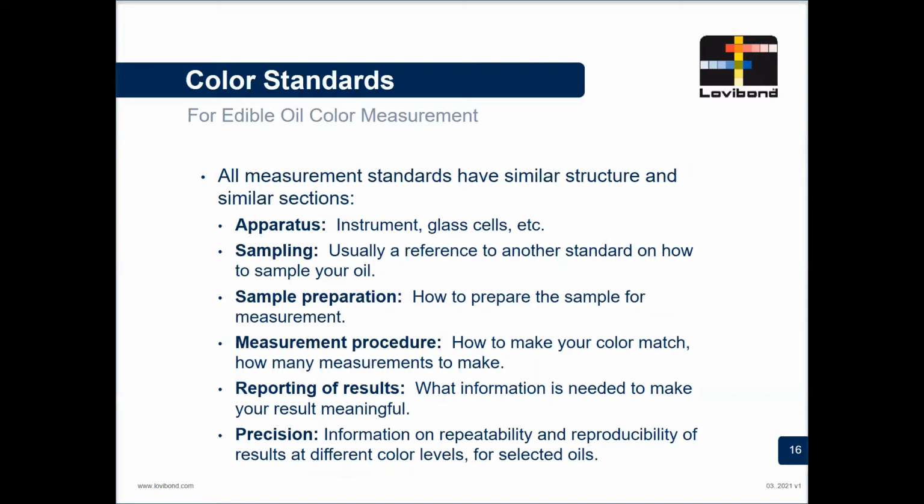And then we have reporting of the results. Basically, what information do I need to record so that someone else in maybe a different lab or at a different time can make the same measurement that I have made on the same sample, same oil, and get a similar result? And then a lot of the standards have a section on precision. So information on how repeatable and how reproducible your results are at different levels. So what sort of variation can I expect in my results from one measurement to another, maybe on different days and in different labs?